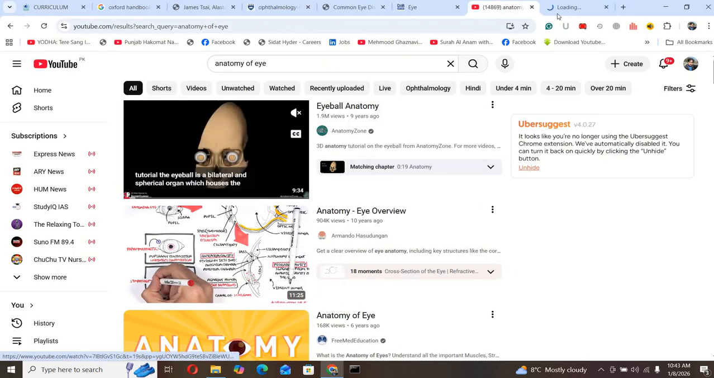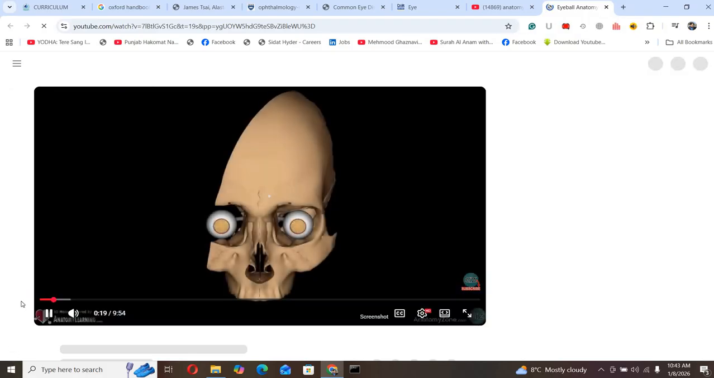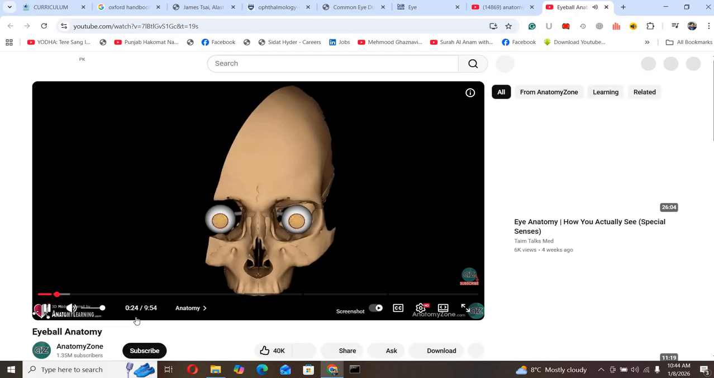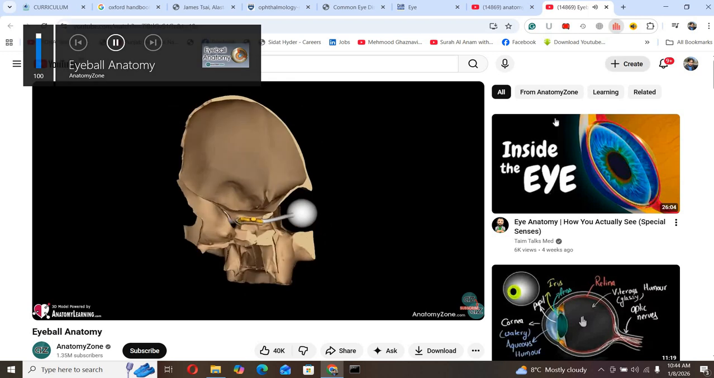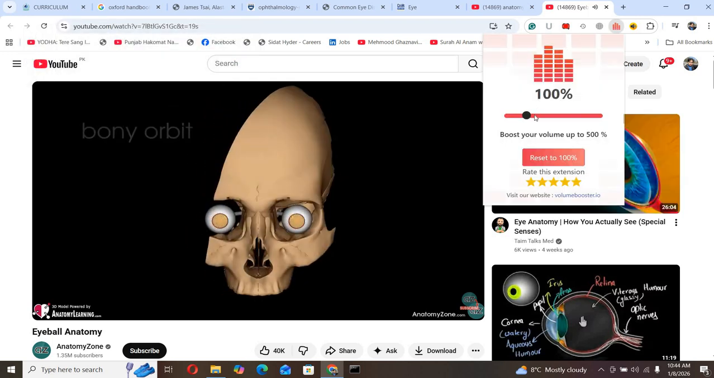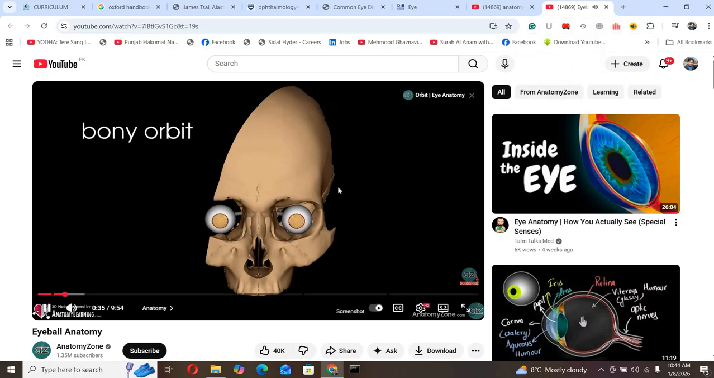Eyeball anatomy. The eyeball is a bilateral and spherical organ which houses the structures responsible for vision. It lies in a bony cavity within the facial skeleton, known as the bony orbit. Take a look at my previous tutorial to learn about the anatomical features of the bony orbit.